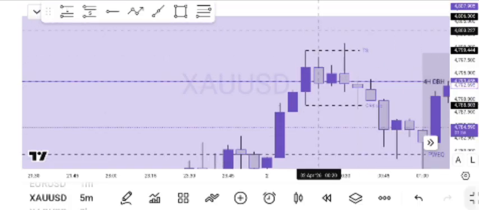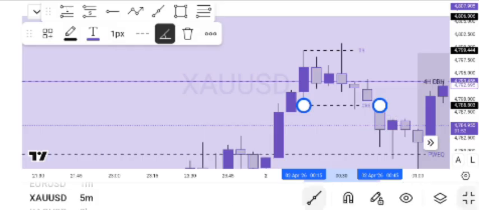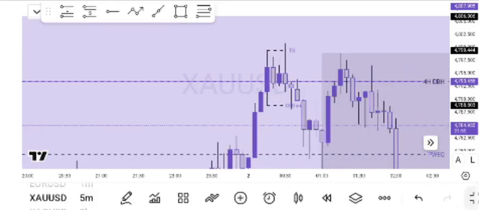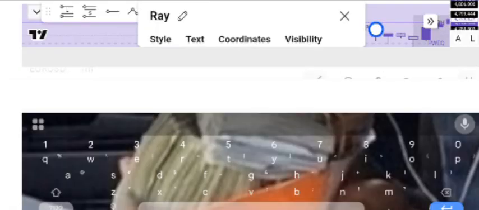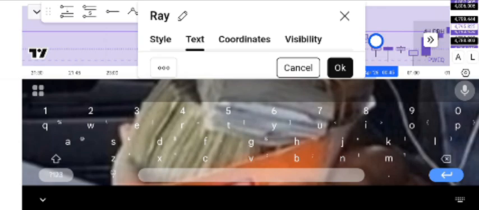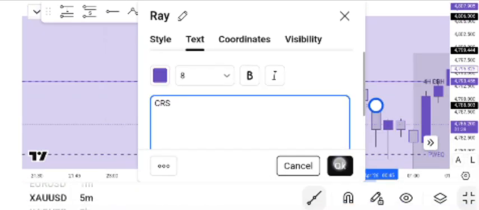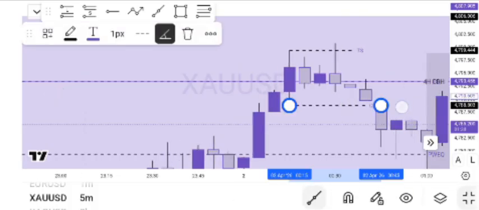Let me give you an example. A lot of people didn't wait for this CRS and the pullback to the 5 minute order block. This CRS created the fair value gap. The CRS, which is the candle range shift, created the fair value gap, and it also created an order block. Don't forget that.